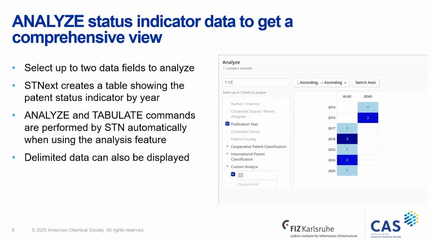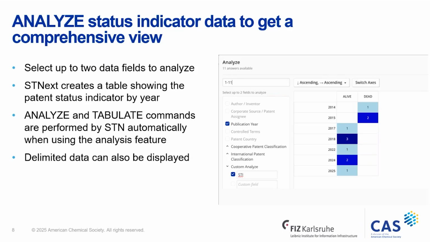So we selected those two data fields, including in our case STI, which is a custom field. And when we do that, you can see that STNext creates a little preview table showing the patent status indicator by year. So we've got years starting in 2014 going up to 2025. In our columns, we have the values for the patent status indicators, which in this case are either alive or dead. And when we analyze that, going backwards in time, this is what we would expect to see, right? Our most current patents are the ones most likely to still be in force, and the older ones may have lapsed at this point.